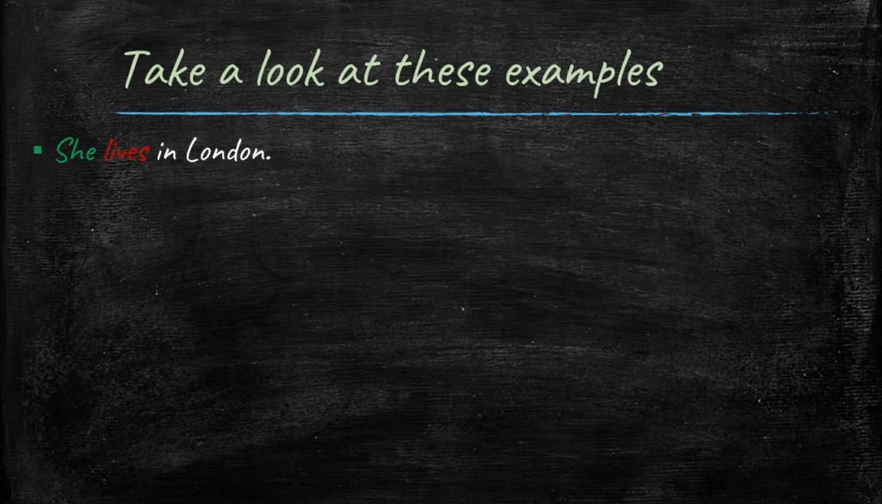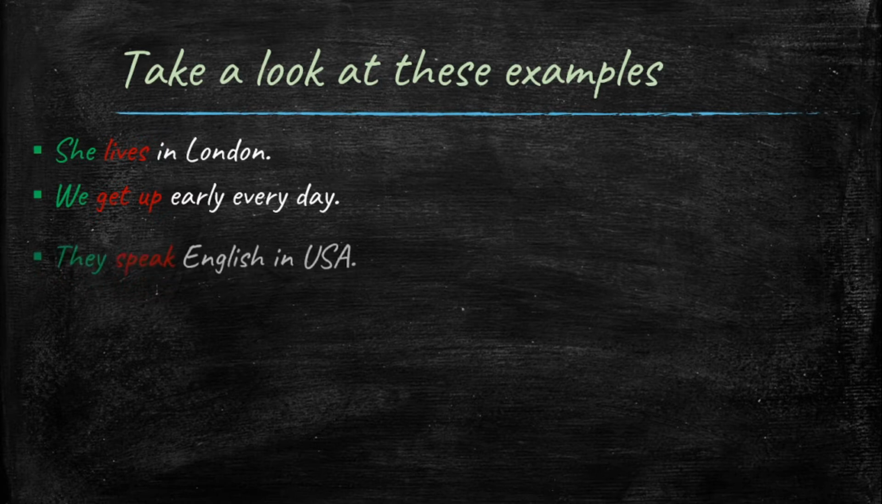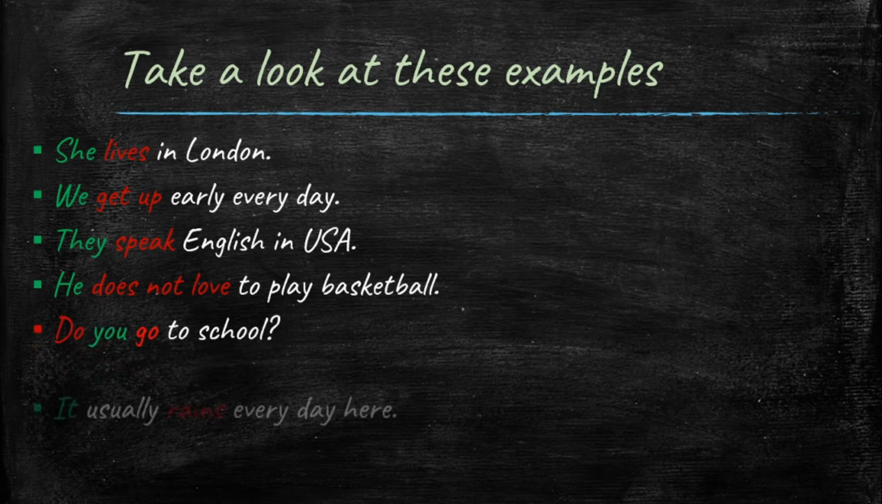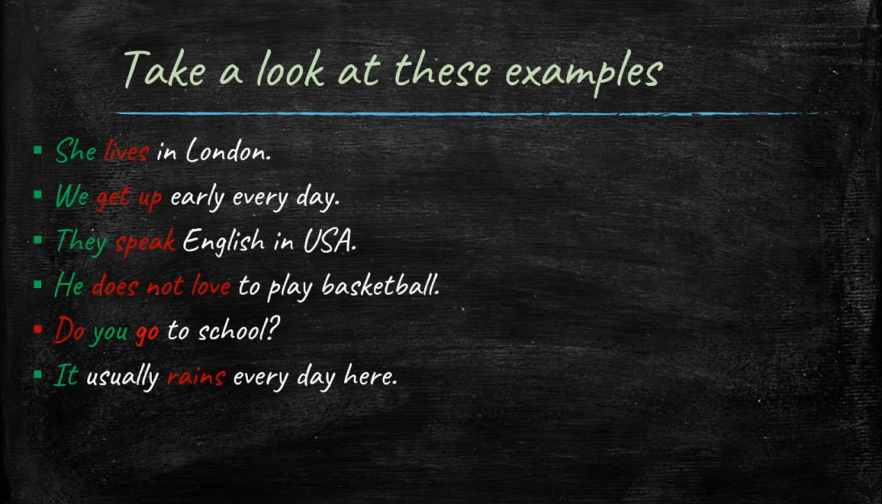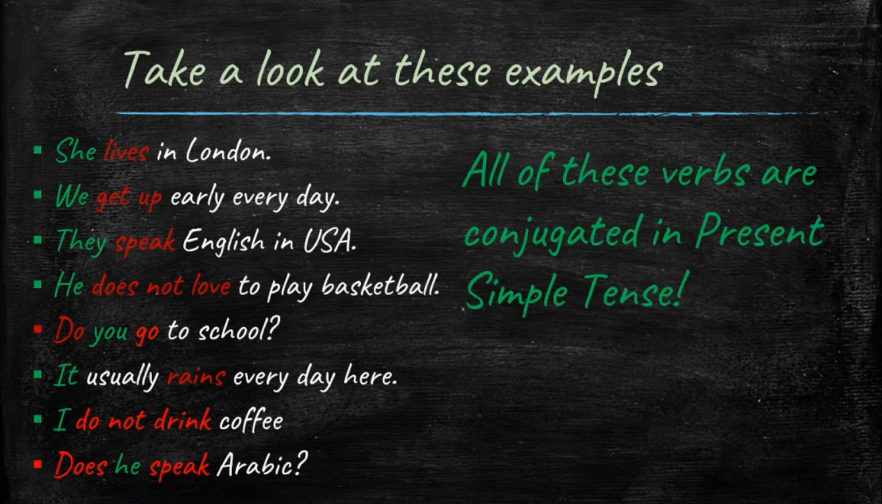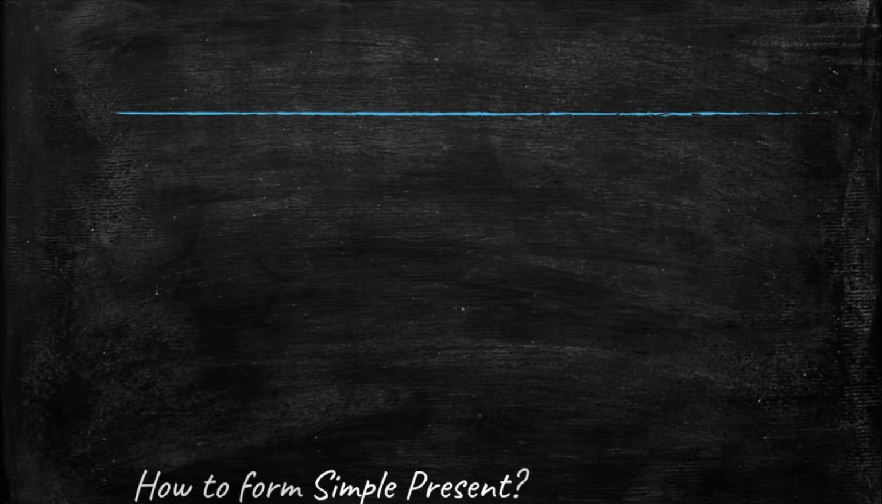She lives in London. We get up early every day. They speak English in USA. He does not love to play basketball. Do you go to school? It usually rains every day here. I do not drink coffee. Does he speak Arabic? So all of these verbs are conjugated in present simple. Now let's see how to form the present simple.